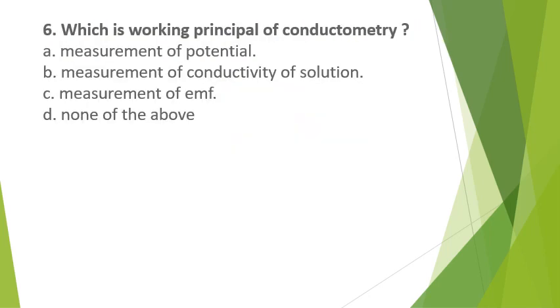MCQ number 6. Which is the working principle of conductometry? Option A, measurement of potential; option B, measurement of conductivity of solution; option C, measurement of EMF; option D, none of the above. And our correct answer is option B, measurement of conductivity of solution.